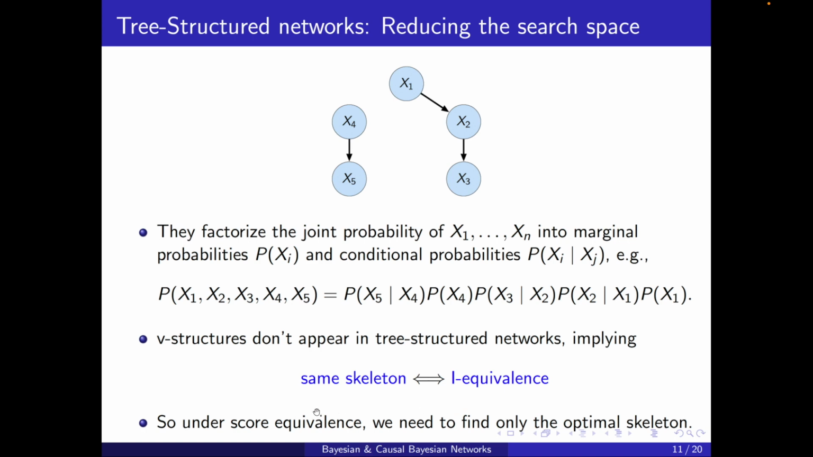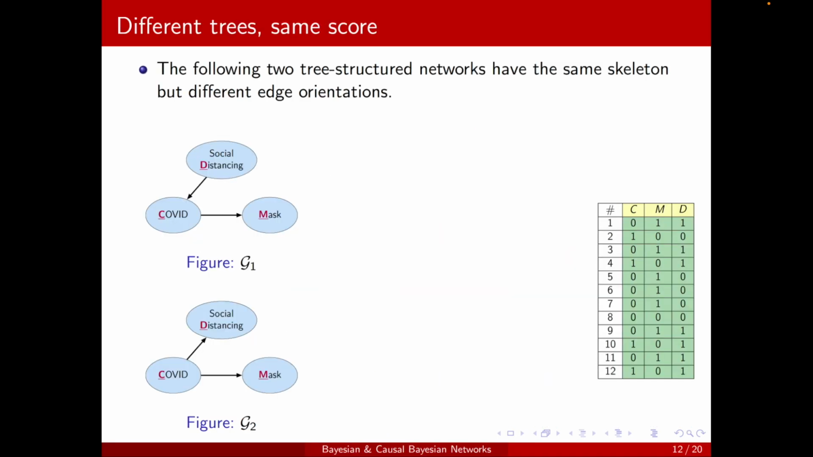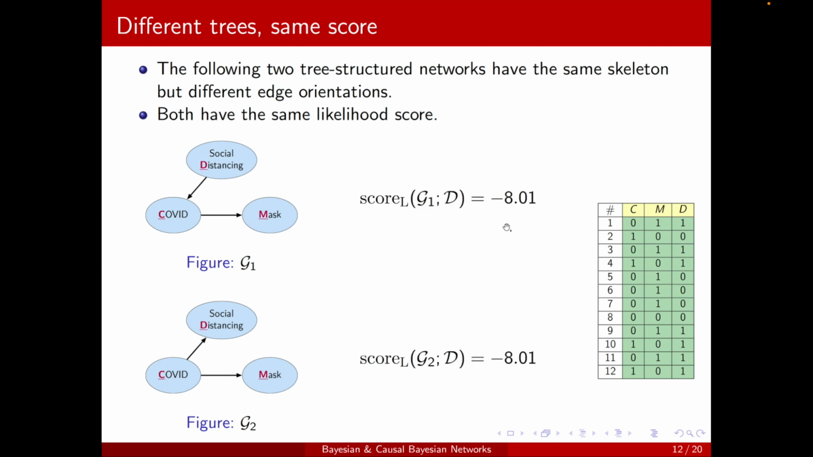So this means that under score equivalence, if we use a score that satisfies it, we need to find only the optimal skeleton. To see an example, the following two tree structures have the same skeleton, but different edge orientations. But both have the same likelihood score. If we calculate it according to this table, we see that they have the same score. And this obviously follows the score equivalence that we saw in the previous sections.